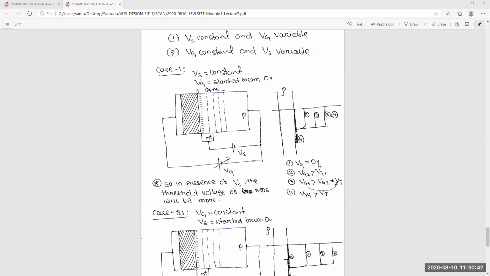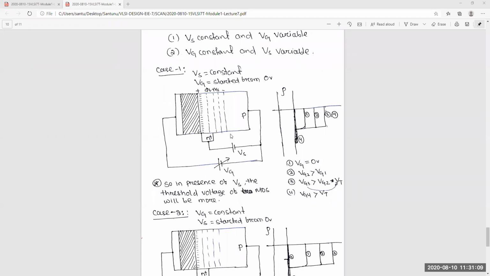Okay, so Vg is equal to 0 volt at condition 1, and at condition 2, Vg2 is greater than Vg1. At 3, Vg3 is greater than Vg2 and almost equal to Vt. And Vg4 is greater than Vt. So in presence of Vs, the threshold voltage of the MOS will be more. Okay, so here you can see.